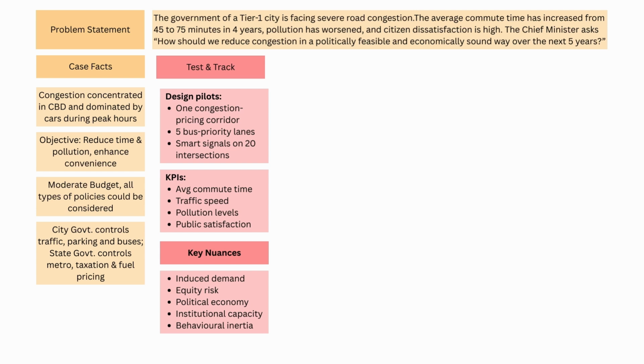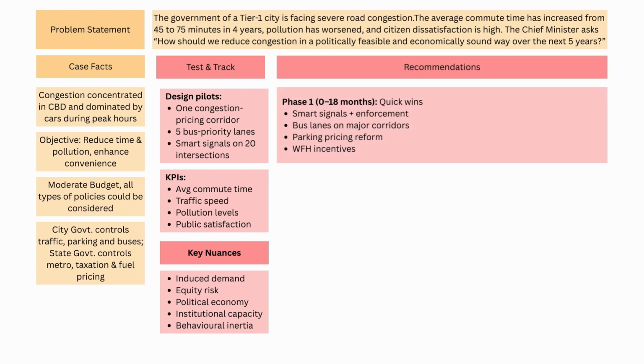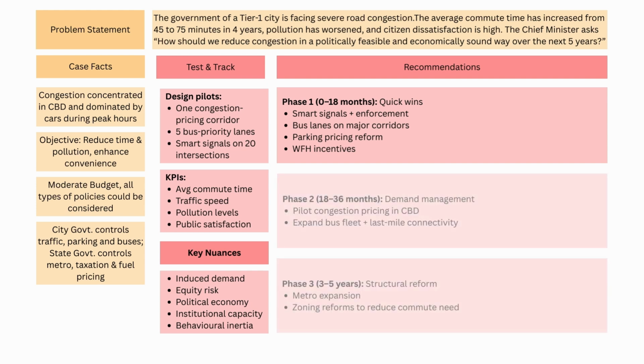So, the final recommendation is that in the first phase, over the next 18 months, focus on quick wins, that is, smart signals, stronger enforcement, bus lanes, parking pricing reform, and work from home incentives. In the second phase, over the next 18 to 36 months, introduce demand management through a pilot congestion pricing zone while expanding bus fleets and last mile connectivity. In the long term, over the 3 to 5 years, invest in metro expansion and land use reforms to structurally reduce the need for daily commuting.